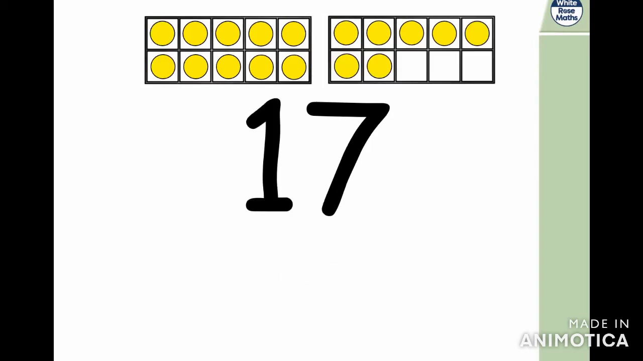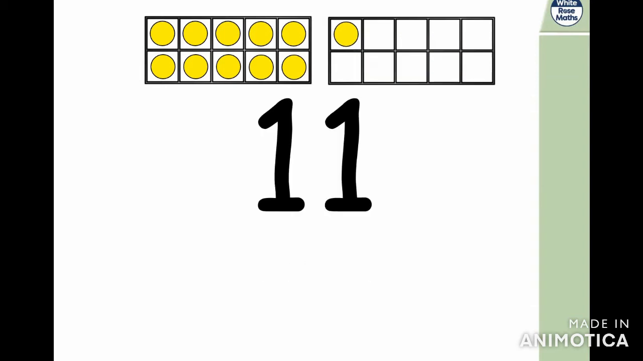This time we're doing bonds to 20. We've just done 7 and 3, and this one is 17 and 3. That's right, 3 more to get up to the next 10. 11. Now I remember 1 and 9, so it must be 11 and 9. Yes, we can use what we know.